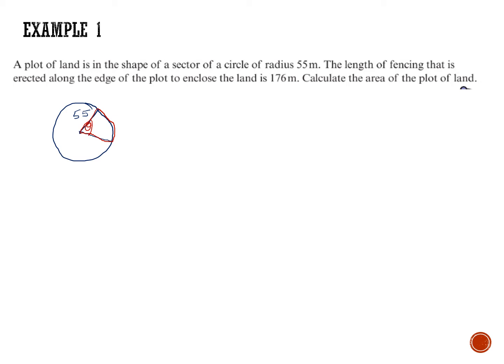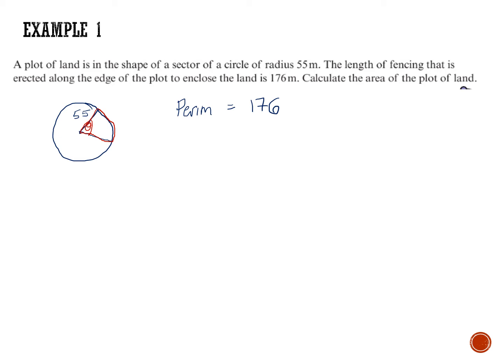We don't know it at the moment, so let's call it theta, and that's what we're going to need to find out. So what have we been given? Make sure that we show our working nice and clearly. We've effectively been told that the perimeter of it is 176 meters. Now, what's the perimeter made up of? Well, it's made up of a radius, and an arc length. So we're going to need to form a bit of an equation for that.